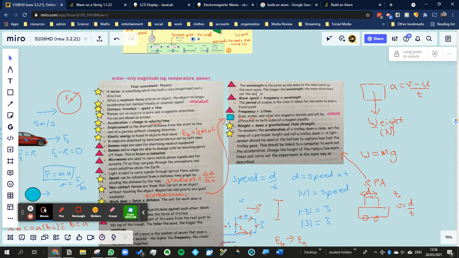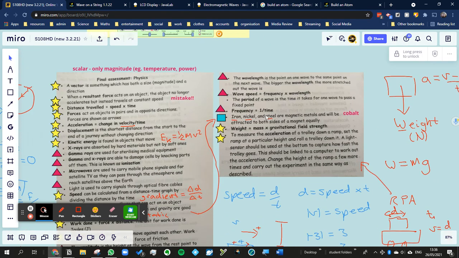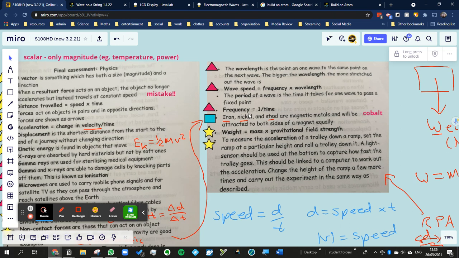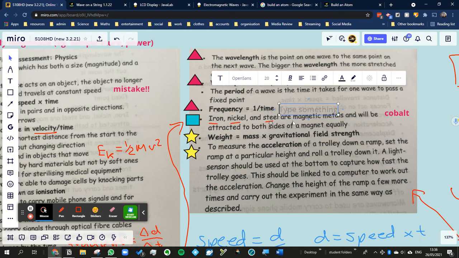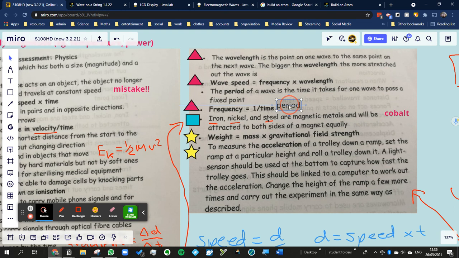So let's just recall this. So this isn't very good, is it? Frequency equals 1 over time. No, it doesn't. It equals 1 over time period. Nobody's going to really know what just time means, are they? It's equal 1 over time. That's not a very good checklist at all.